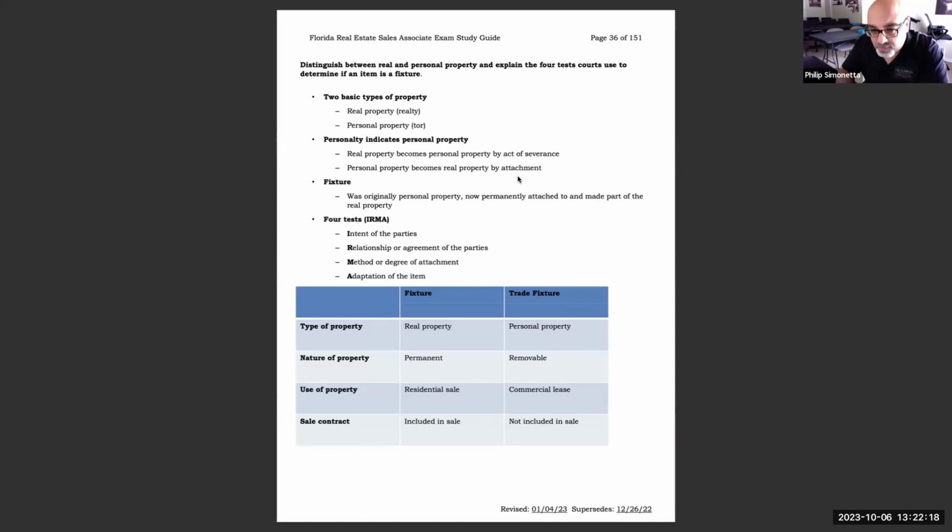Trade fixtures are personal property. It's removable. The use of it is normally in a commercial lease. Like you have a restaurant, all the equipment inside. That's the owner's, right? And it's usually not included in the sale unless you include it in the sale, right?